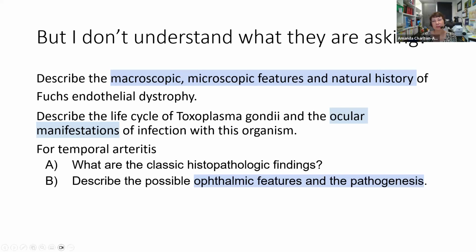Macroscopic features. Well, that would be the appearances that I might see in the clinic using magnification. Yeah, those little beaten copper bumps. Yes. Microscopic features would be from under my microscope here, so I'd be looking at these little guttata. And natural history, then I would talk about progression over time and risk factors.